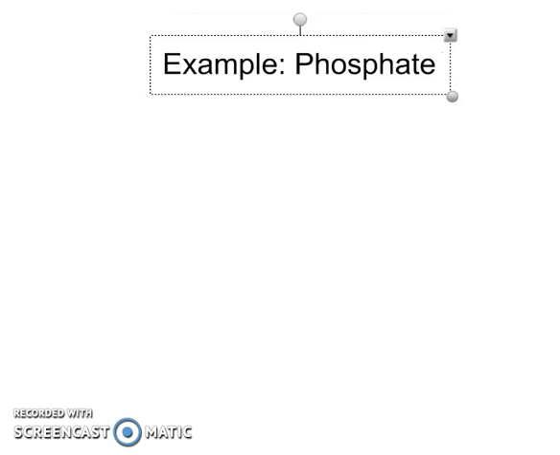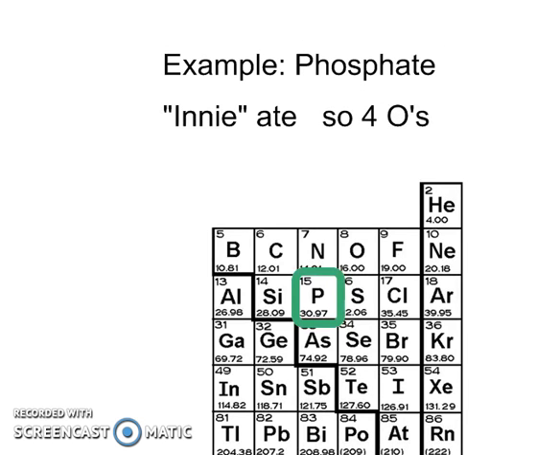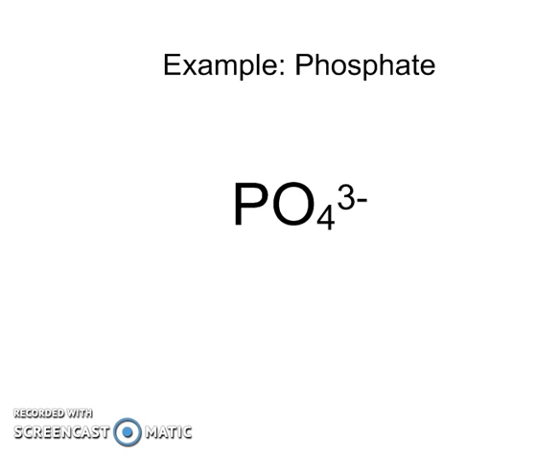The next example that we have is phosphate. Again, I want to know, is phosphate an innie ATE or an outie ATE? Phosphate is an innie ATE, so we know that it has 4 O's. We're going to go -3, -2, -1, numbering those columns so we can figure out what the charge is for phosphate. Phosphate here will have a -3 charge. So putting those 2 pieces of information together, we have phosphate being PO4 with a 3 negative charge.